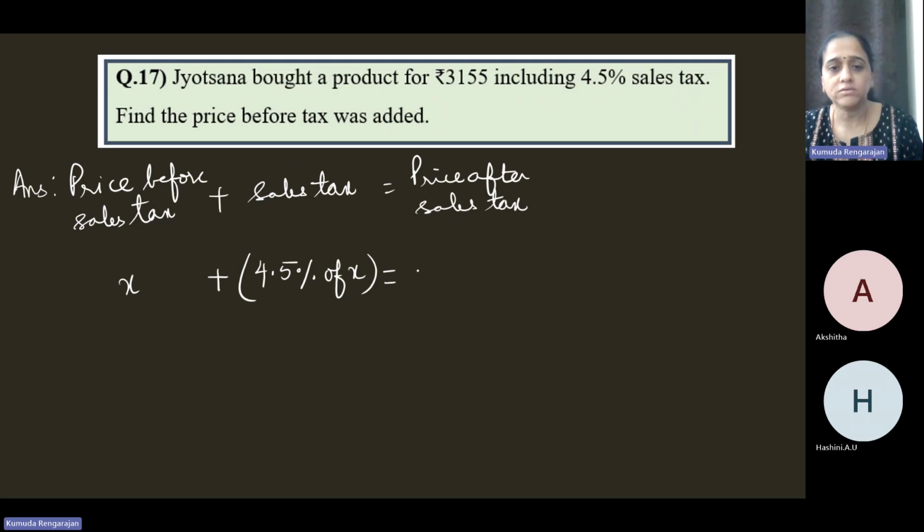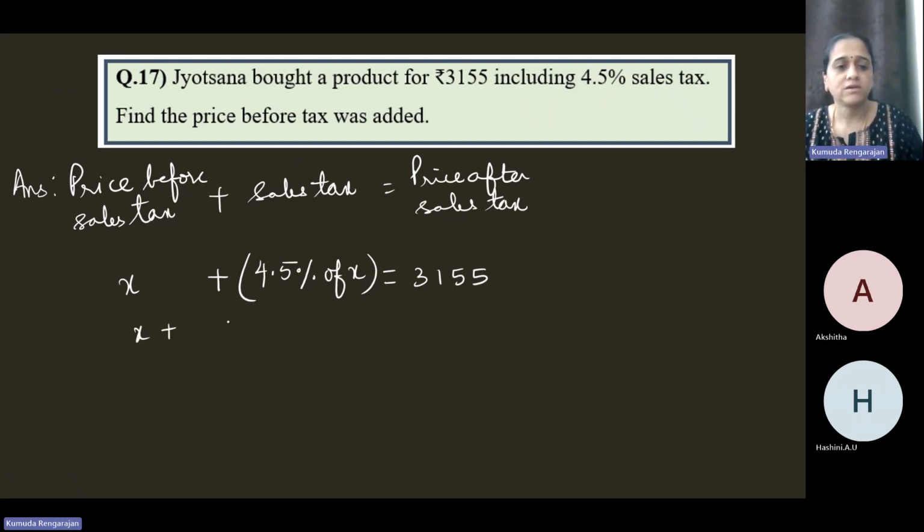Is equal to 3155. I'll just read that as Jyoti. Jyoti bought a product for 3155. That's the final price, the sale price. It's given very clearly that it includes sales tax. Moreover, from the words, Jyoti bought the product for 3155, so that is after tax. The final price she paid is 3155, which is after tax.